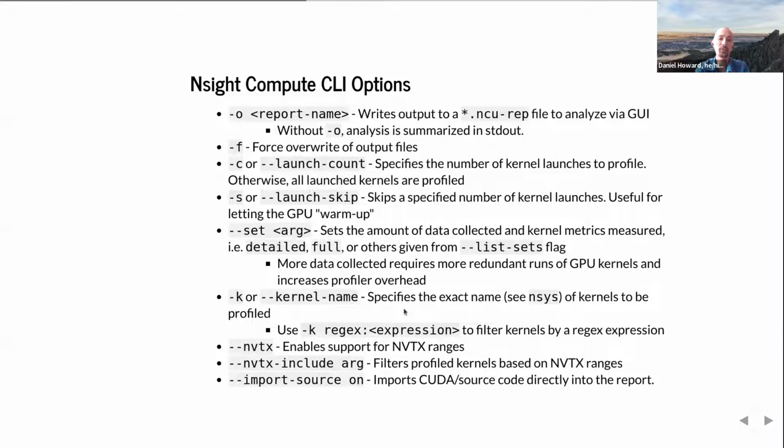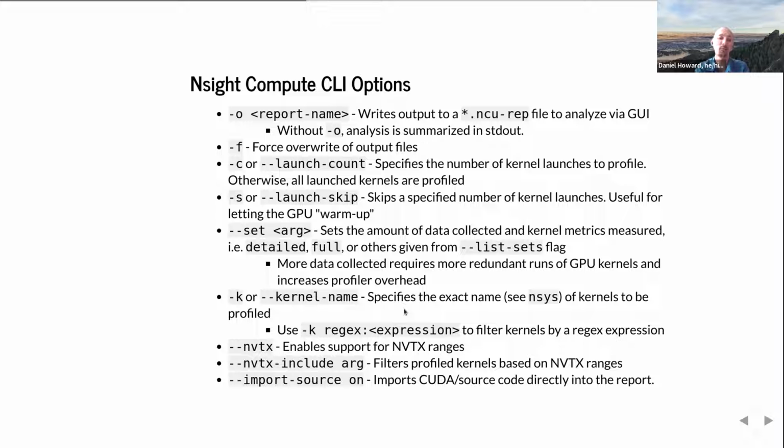So here are some NSight Compute CLI options that are important. If you want to specify the report file name, just use the -o flag. If you don't use the -o flag, analysis will be summarized in stdout. So if you want to use a GUI interface, you have to have that one in. If you want to force an overwrite of the output file, you use -f. Two other important flags are -c and -s. Those stand for launch count and launch skip.